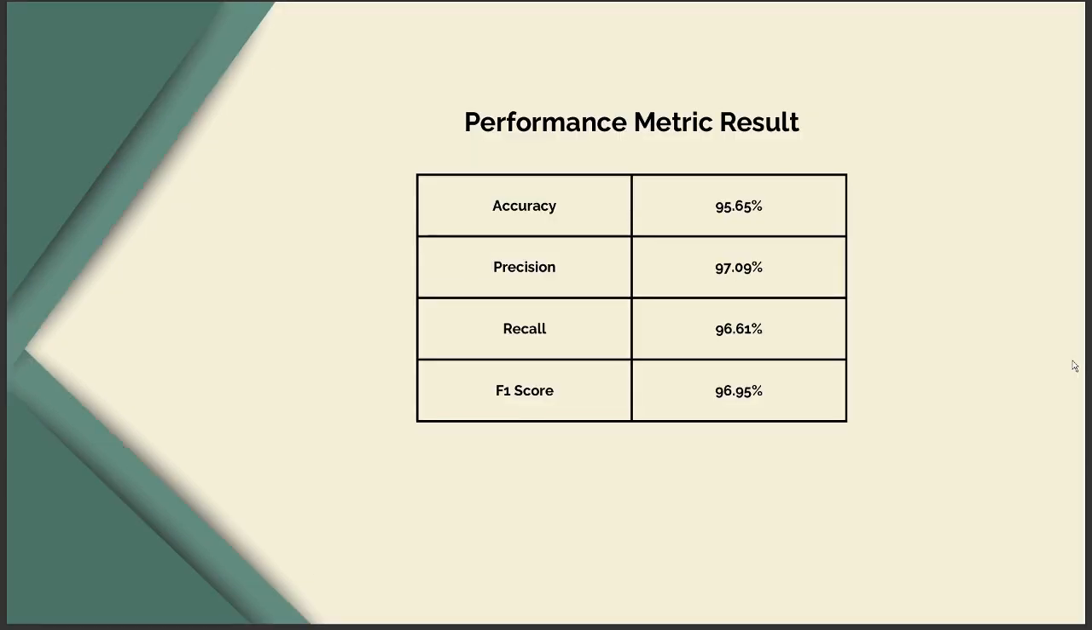Out of the confusion matrix, we were able to solve for the performance metric results. Our YOLOv5 model achieved an accuracy of 95.65%, precision of 97.09%, recall of 96.61%, and F1 score of 96.95%. These metrics show that the system is reliable in identifying ice-ice disease with minimal false positives or false negatives.